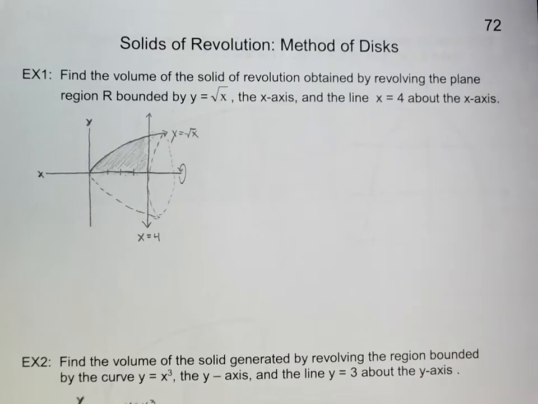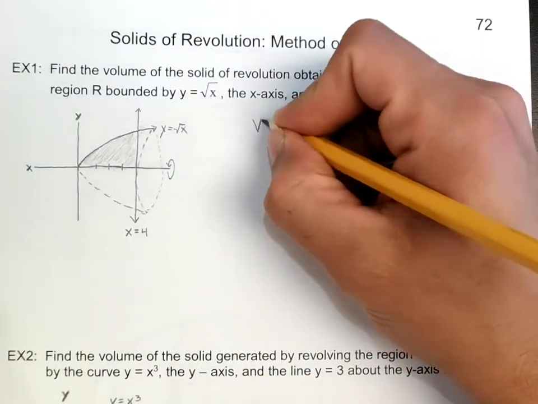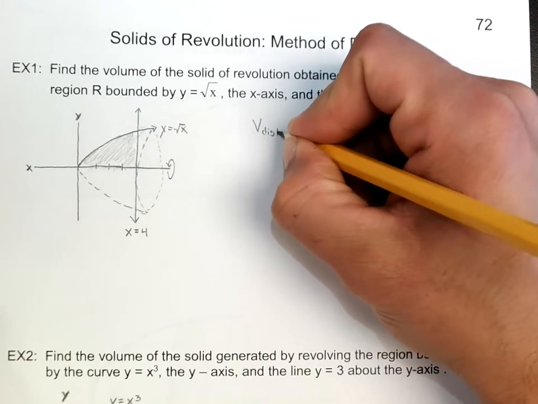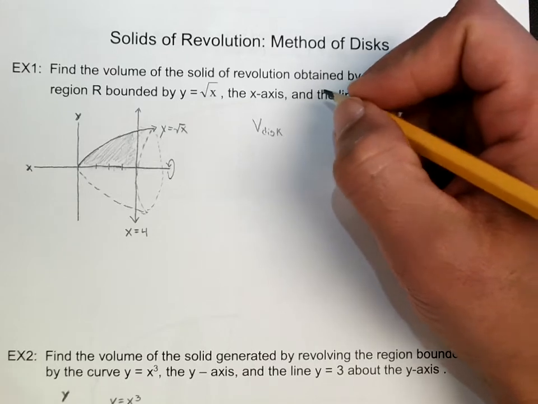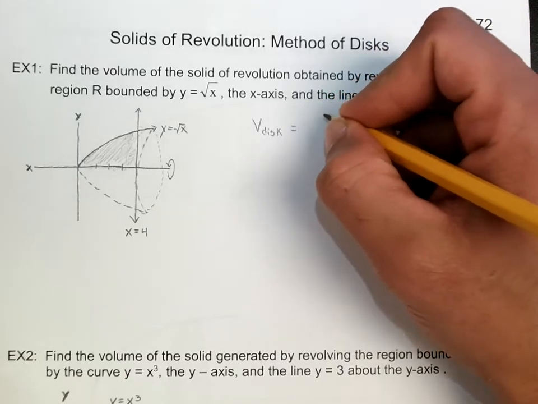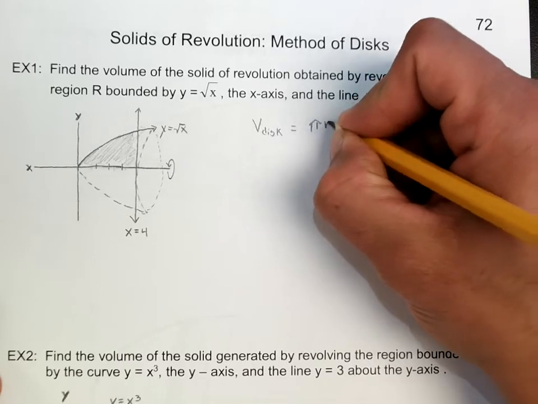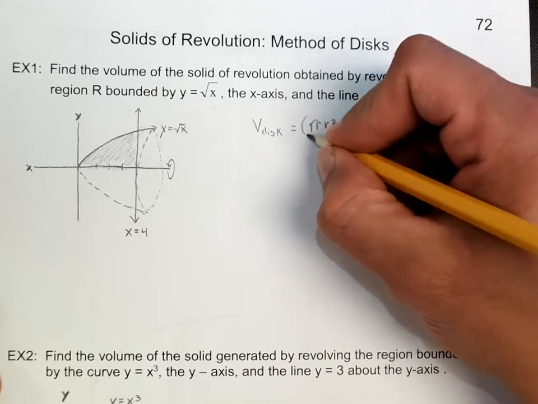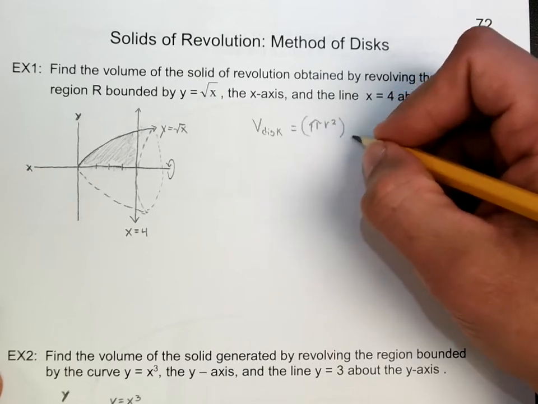In order to find the volume, if you remember, we're going to use what's called the method of disks. Now, a disk is basically a cylinder. So to find the volume of a cylinder or a disk, that would be pi r squared times the height. If you remember, that's the area of the base times the height.